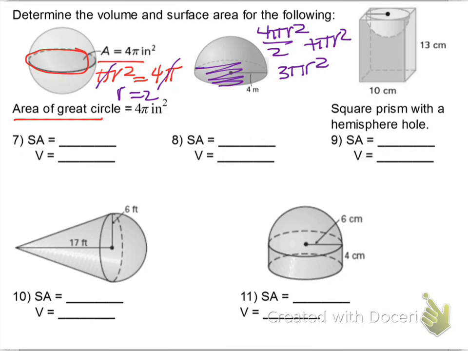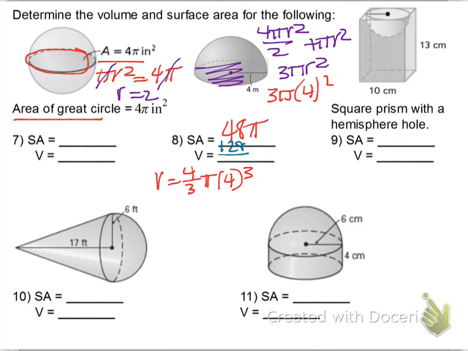So we can just use that and plug in r here. So we can do 3 pi 4 squared. 4 squared is 16 times 3 is 48. So it's 48 pi. And then the volume is very straightforward. Nothing tricky about it. Just plug the 4 in. And we do get a fraction here of 128/3 pi.